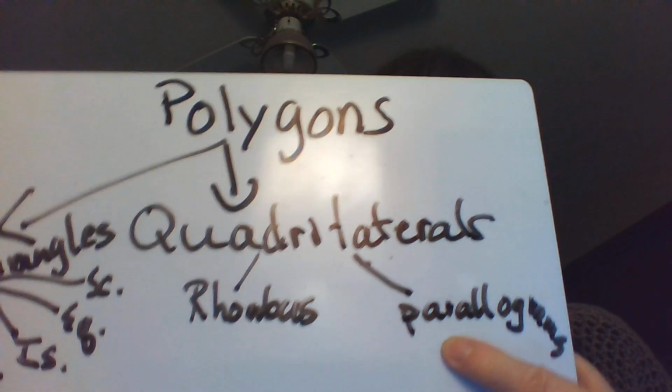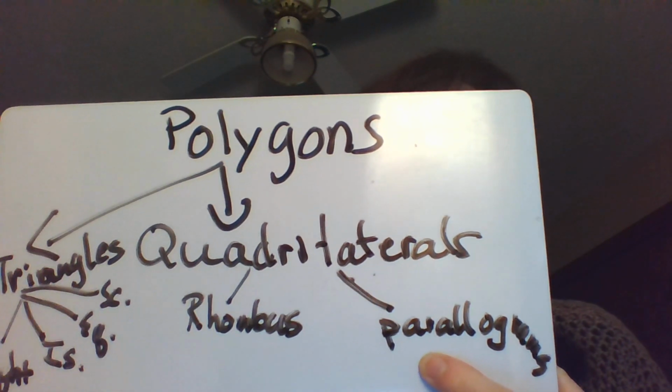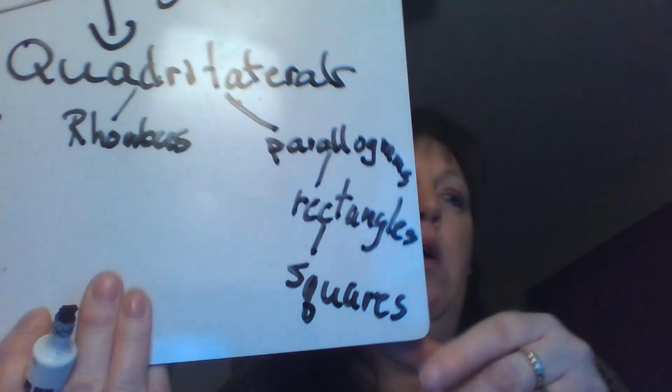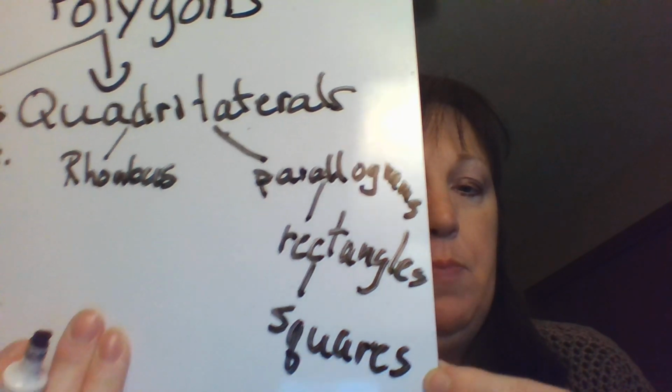Now, parallelograms is a large group. Rhombuses are just one. Parallelograms is then broken down into more groups. Underneath it, we have rectangles. Rectangles are a special kind of parallelograms. And under rectangles, we have squares. Squares are a special kind of rectangle. They are different, but they're a special kind.